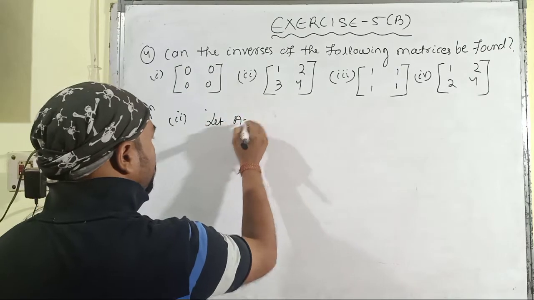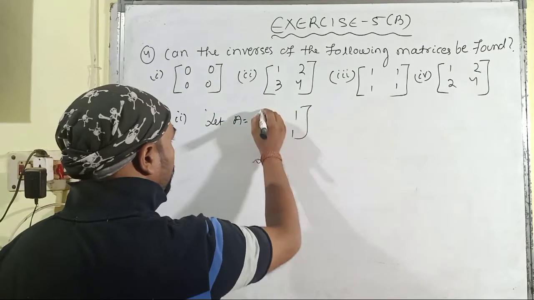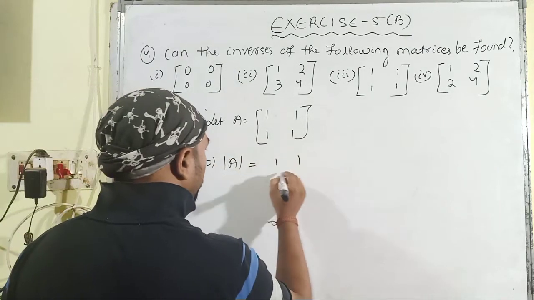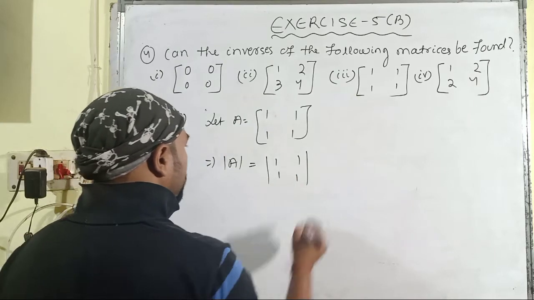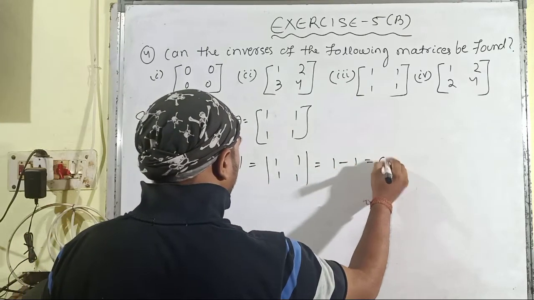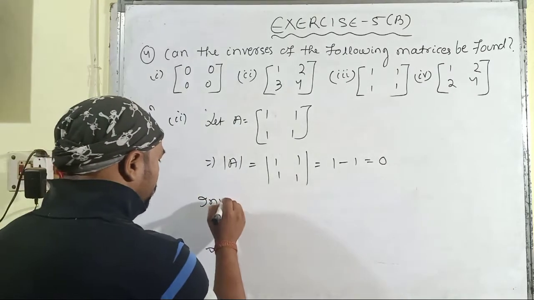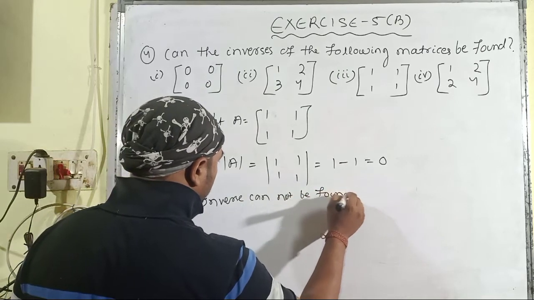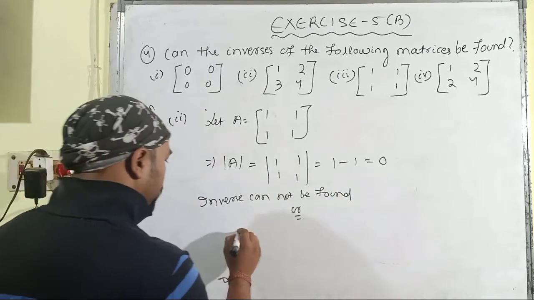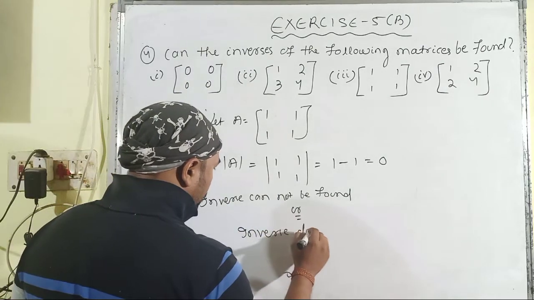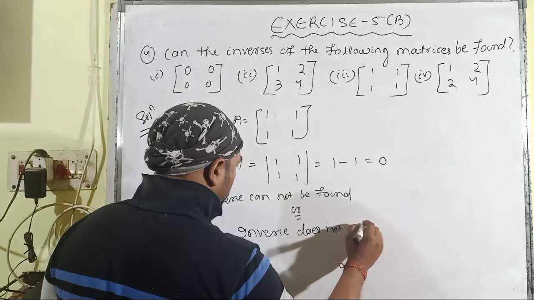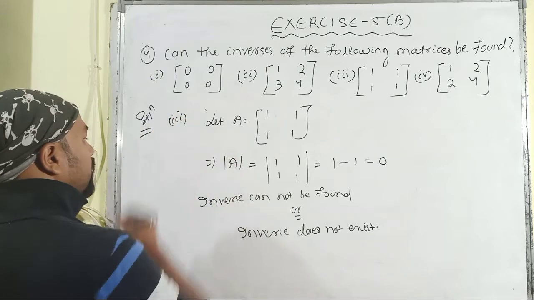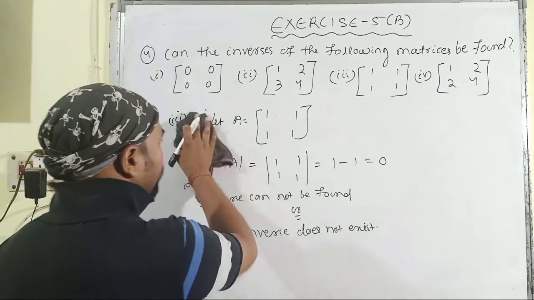Then moving to the third bit here. Again let us consider this matrix as A, 1, 1, 1, 1. Then our second step is to determine the determinant of the given matrix 1, 1, 1, 1, and its determinant is 1 minus 1, which is equal to 0. So the inverse cannot be found, or you can also write down the inverse does not exist. Then moving towards the fourth bit.